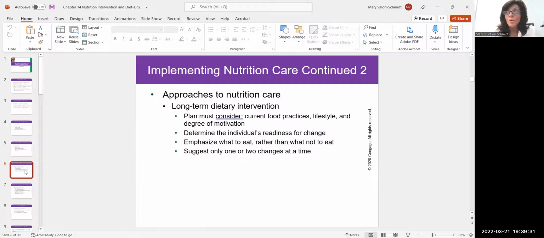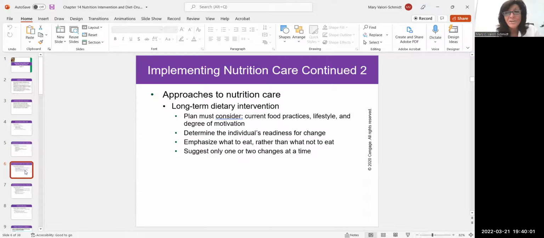We have to look at long-term dietary intervention because we have to consider what that patient is currently doing, right? What are their current food practices? What's their lifestyle? And how motivated are they? And are they ready to change? Because you can't force someone to do it. We try to talk about here's what you should eat rather than say, this is what you shouldn't eat. And you can't make big changes.